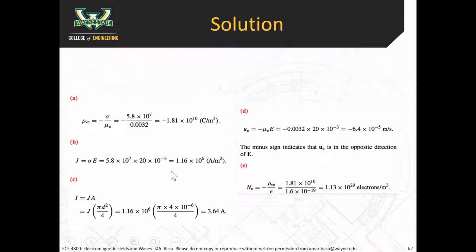So that's essentially what you're doing here. Rho V e is equal to sigma divided by mu e, negative 1.81 times 10 to the 10 coulombs per meter cubed. Remember the units. For these types of problems, the calculation is very simple, but remember to have the correct units.